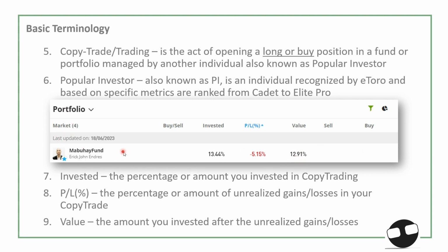Now in this case, I actually switched on my virtual portfolio and copied my real portfolio. So that's why you can see here in percentages. But if you're going to copy someone, this will be equal to the amount that you copy invested. So invested, the percentage amount or amount you invested in the copy trading. So this portion here. So profit loss percentage, the percentage of, again, unrealized gains or losses in your copy trade, in this column. And the value is the amount you invested after the unrealized gains or losses. So basically the value is invested amount plus the unrealized gains and losses. Then you will have here equals the value of your copy trade.